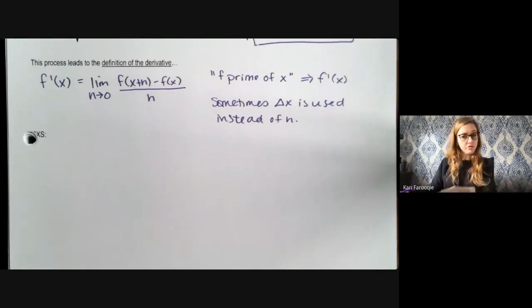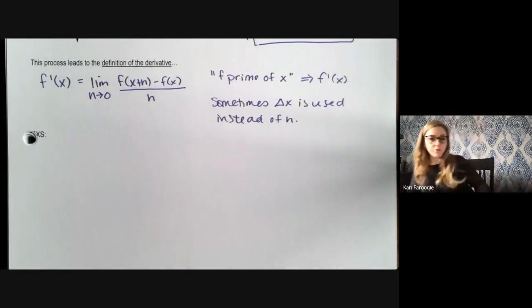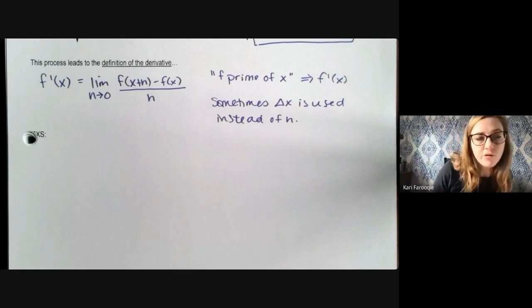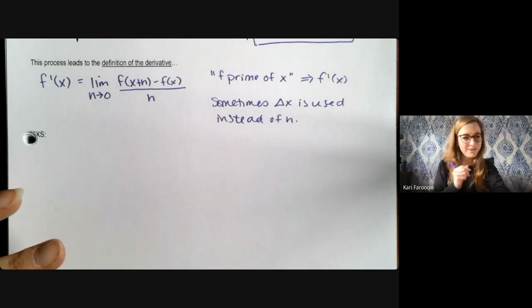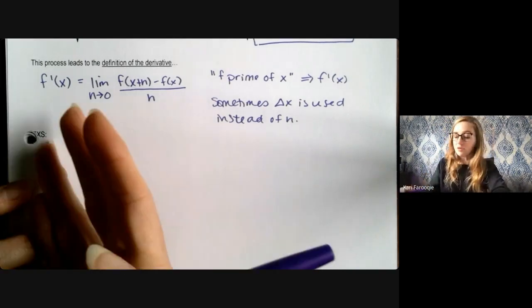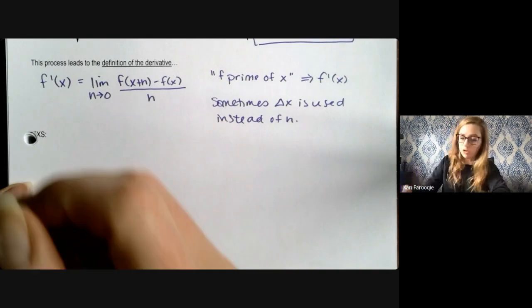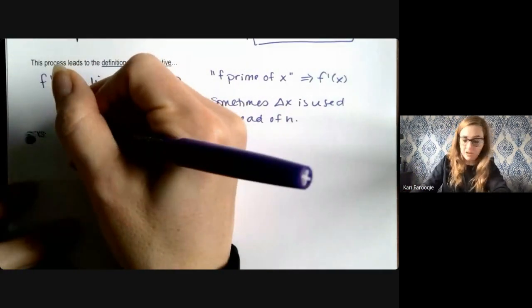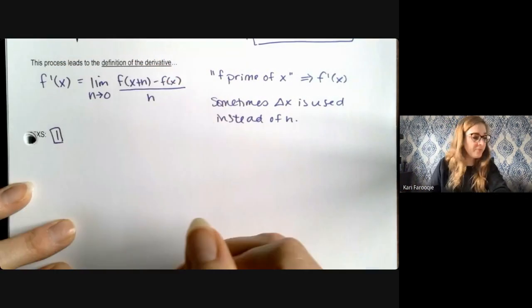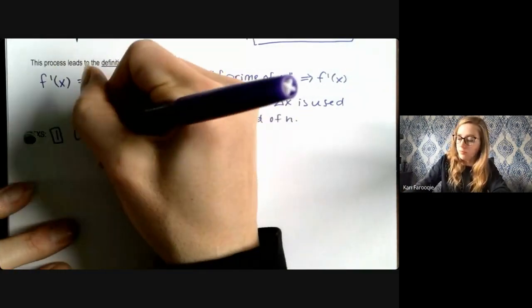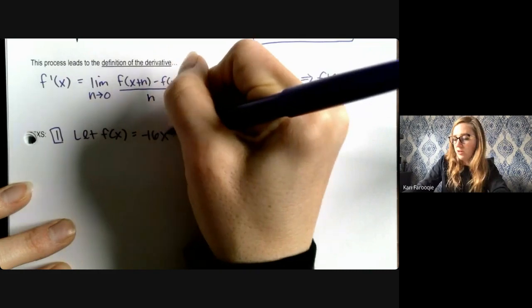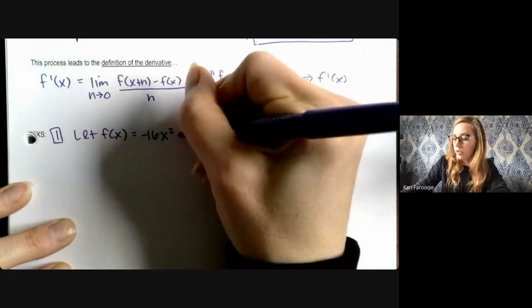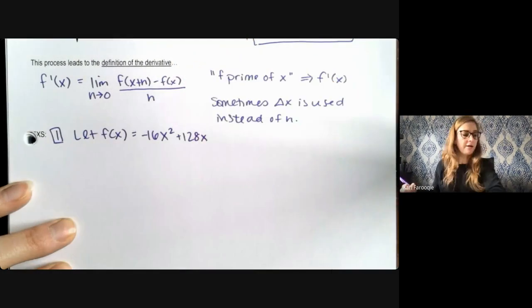So we're going to use the limit of the difference quotient to find the derivative, and then we're going to look at some graphs and make sure that it makes sense to us graphically. And I'll show you how to check in on your calculators also. So let's go through some examples. I know you have a hole punch here, but we're going to go through first example 1. Let f of x be negative 16 x squared plus 128x.